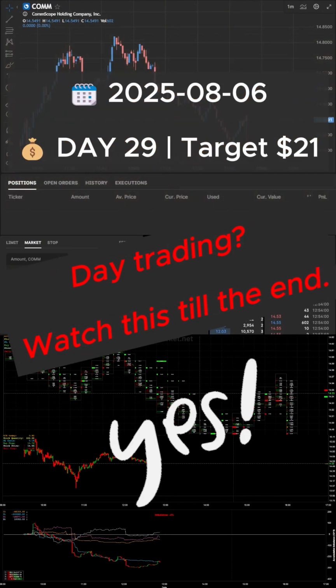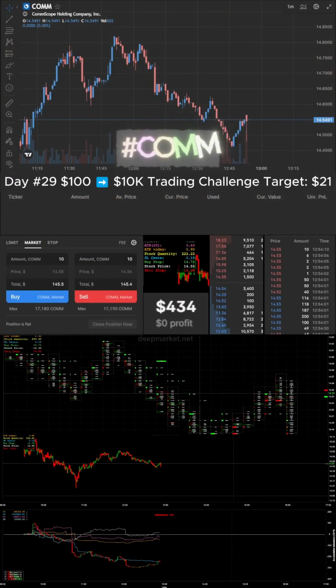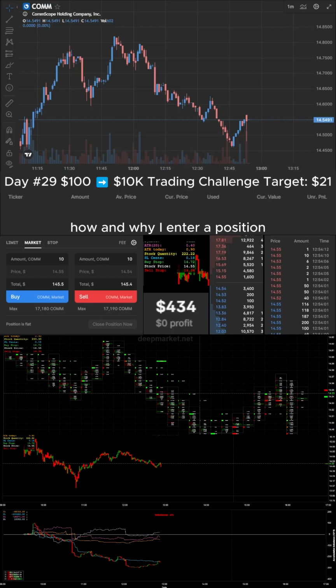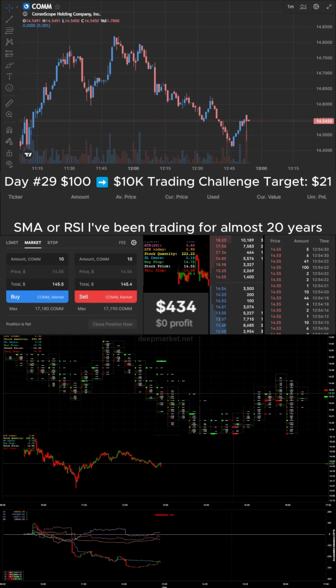Day 29 on the journey towards the goal. Today, I'm going to try to explain in detail how and why I enter a position because I've been getting questions about that. I don't use Fibonacci, VWAP, SMA, or RSI. I've been trading for almost 20 years. I've tried it all, and I stuck with what logically and clearly explains to me how and why the price moves, especially in slower moving stocks.